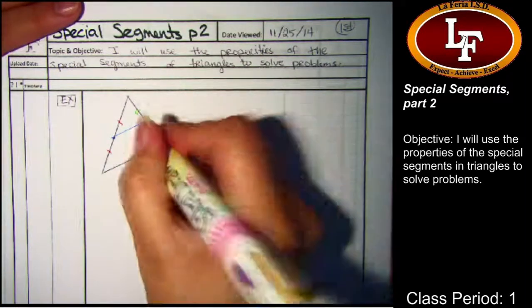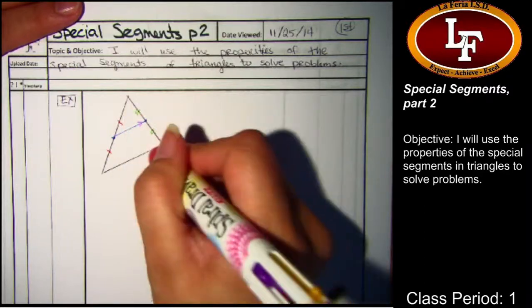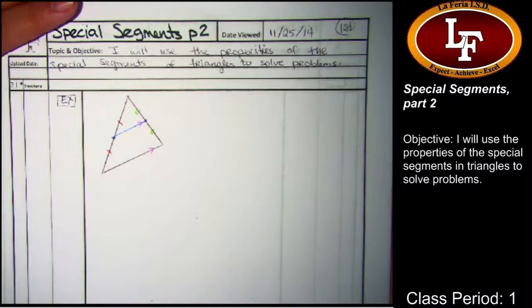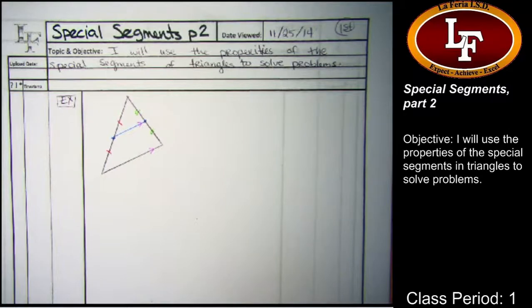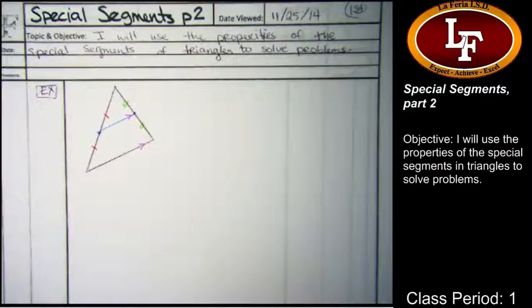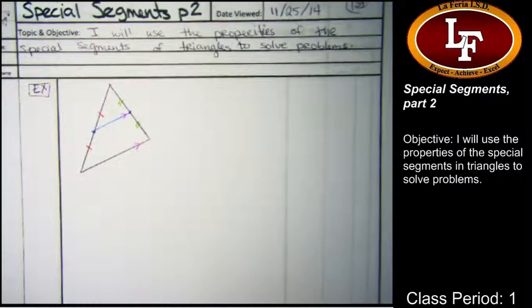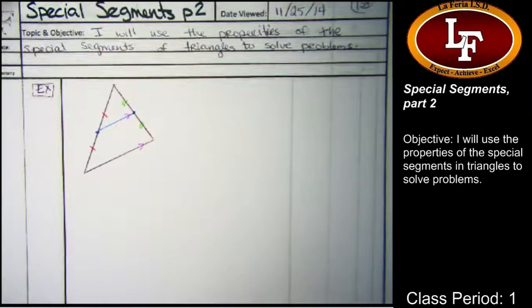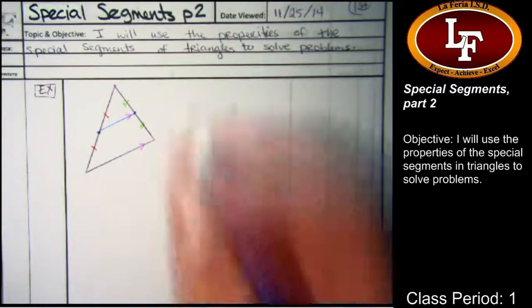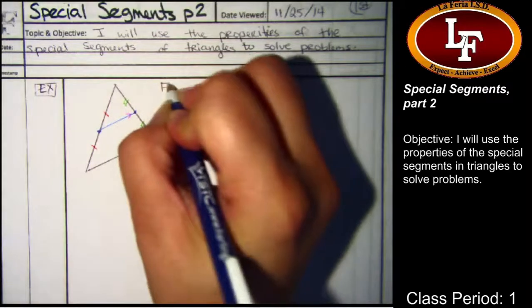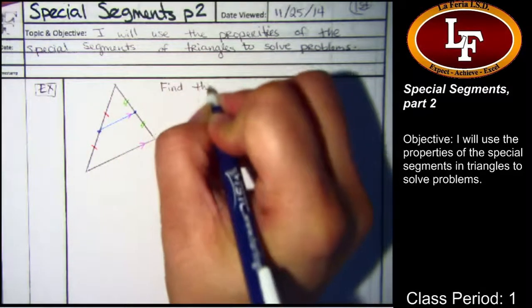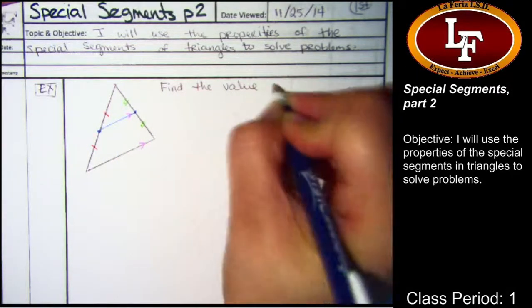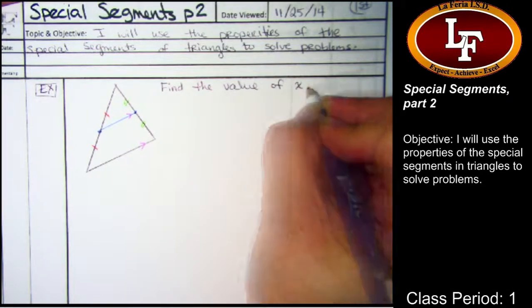Recall that the midsegment is parallel. That property is not going to show up yet on what you're going to be doing, but it might later. Okay? So keep it in mind. Now the property we're going to be playing with will help us answer this question. Find the value of x.